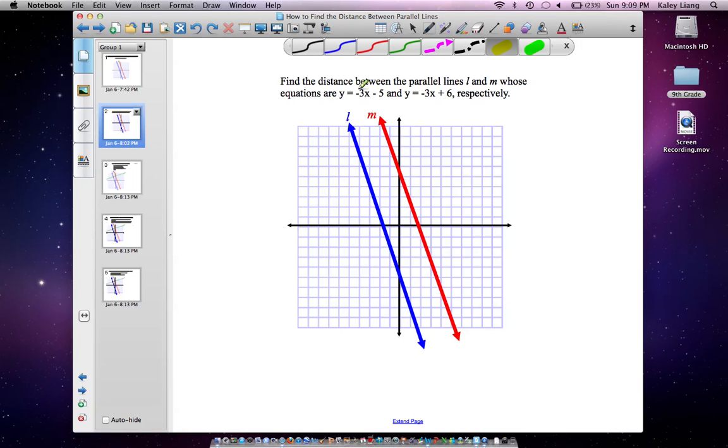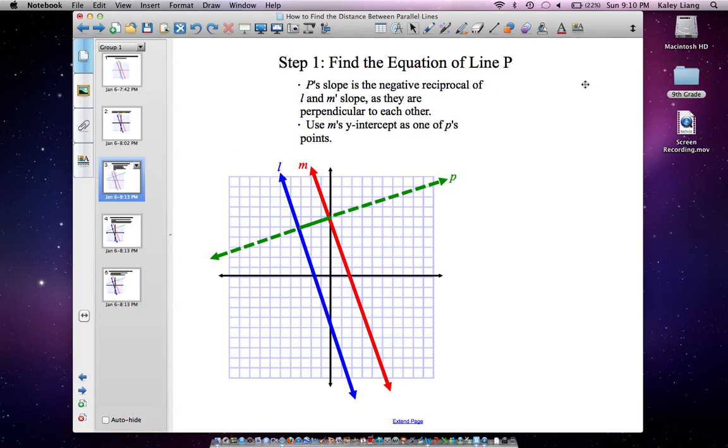So P's slope will be the negative reciprocal of negative 3, or 1/3, and one of P's points will be (0, 6), or M's y-intercept. So I've written that down here.